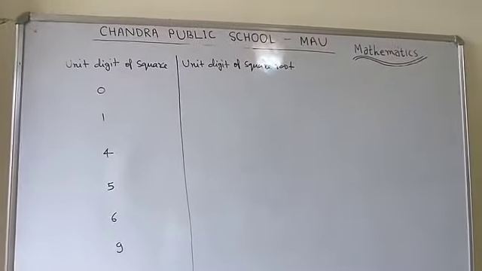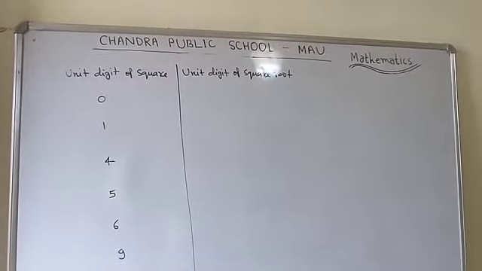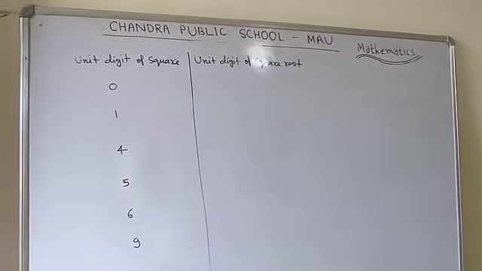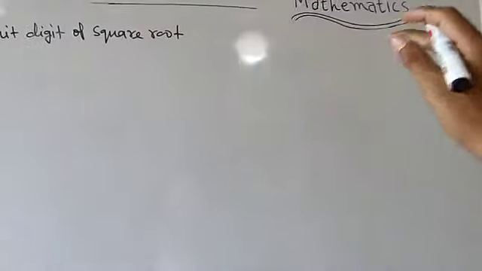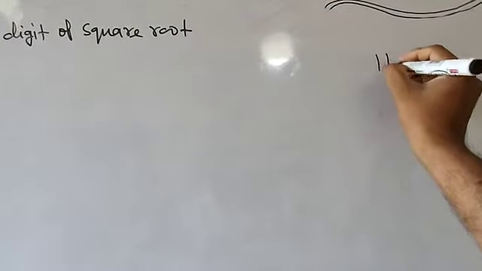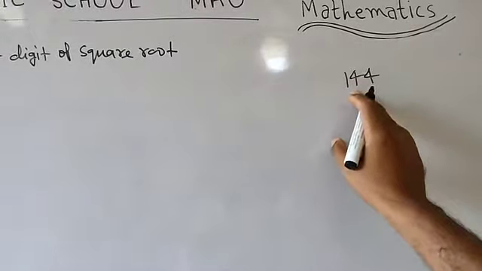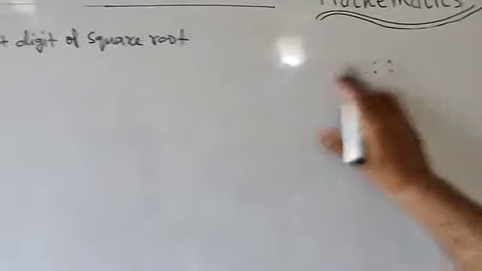Now I am going to explain how you will find the unit digit of a perfect square number. If the question is to find the unit digit of the square root of 144, then how will you get it?